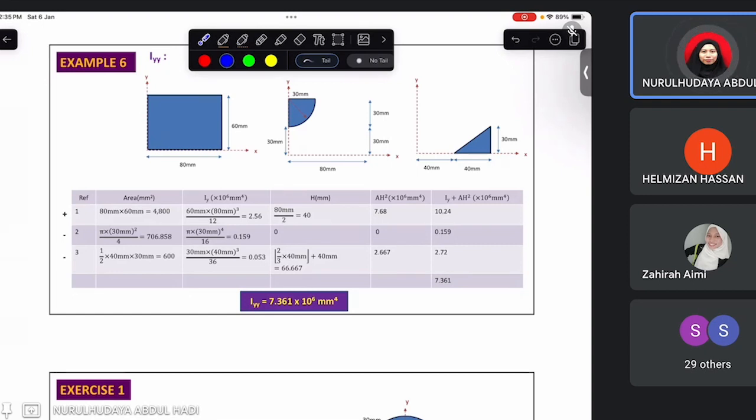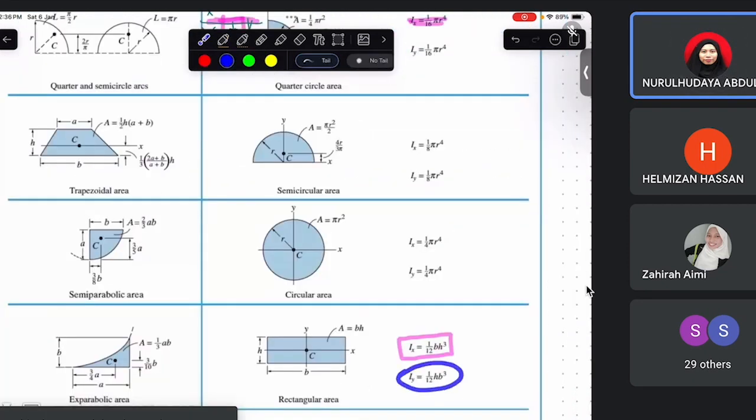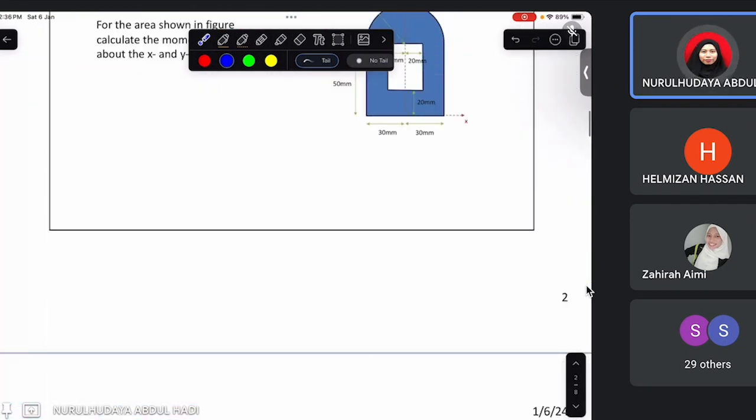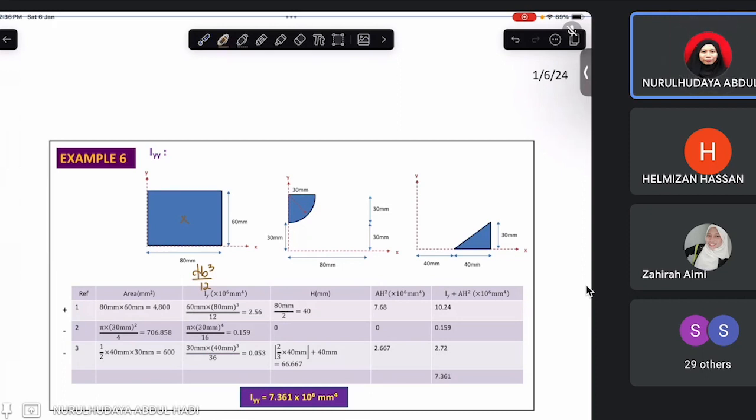So, nak kira IY sama juga. For rectangle, it is DB cube. Terbalik, bukan BD cube, dia jadi DB cube bagi 12. Tengok sini, terbalik lah. HB cube, DB cube sama lah tu, bagi 12. Okay, so 60 is the D and B is 80, cube bahagi 12, bahagi lagi 1 million. Dapatlah 2.56.